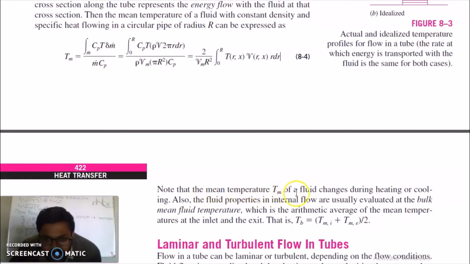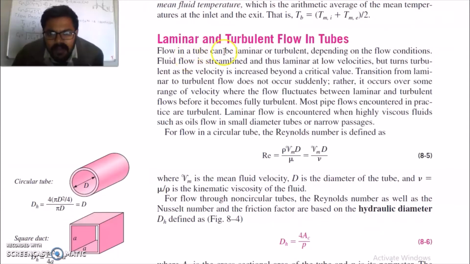Note that mean temperature of fluid changes during heating or cooling. Laminar and turbulent flow in tubes. Flow in a tube can be laminar or turbulent depending on the flow conditions. Fluid flow is streamlined and thus laminar at low velocities, but turns turbulent as the velocity increases beyond a critical value. Transition from laminar to turbulent flow does not occur suddenly, rather it occurs over some range of velocity where the flow fluctuates between laminar and turbulent.